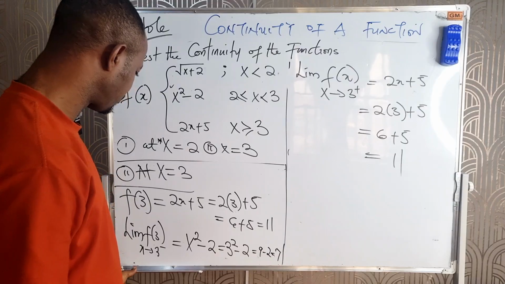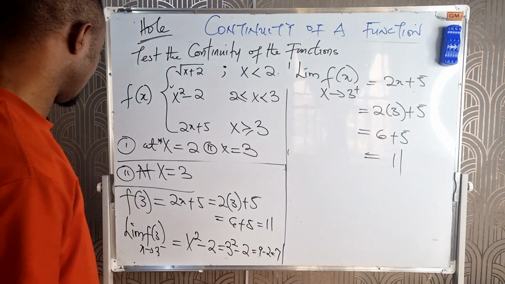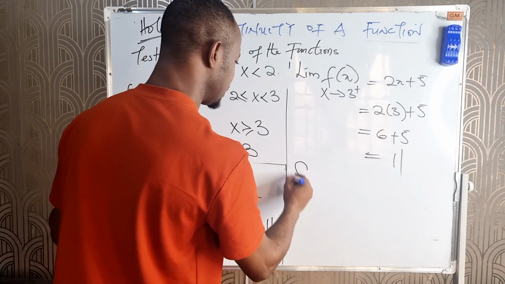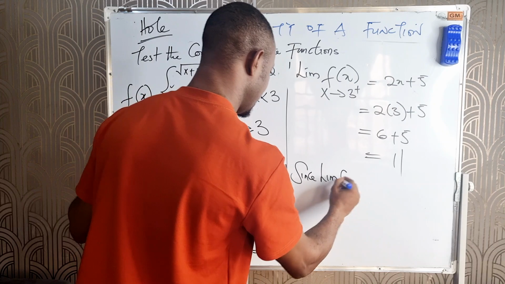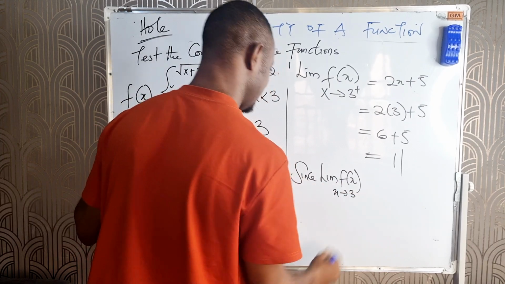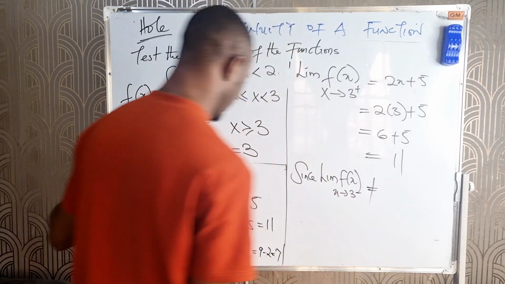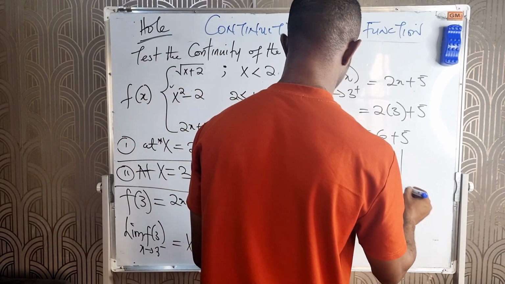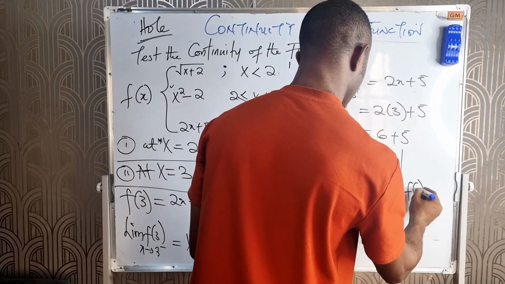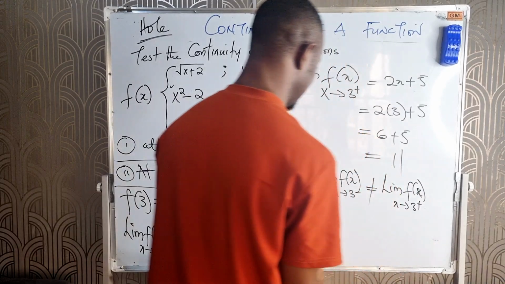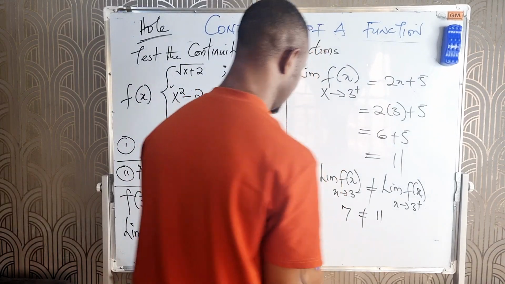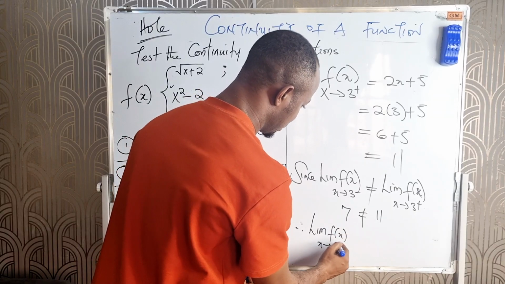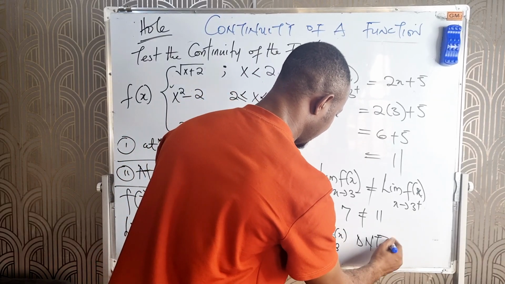So what do we notice here? We notice the jump discontinuity. The limit does not exist because, I will say, since the limit of f of x as x approaches 3 on the left-hand side is 7, which is not equal to the limit of f of x as x approaches 3 on the right-hand side, 7 is not equal to 11. Therefore, the limit of f of x as x approaches 3 does not exist.